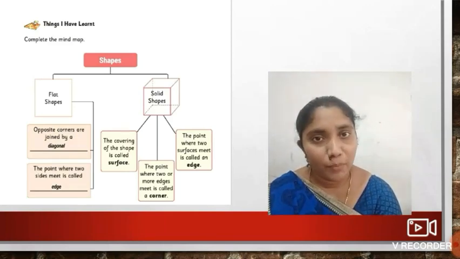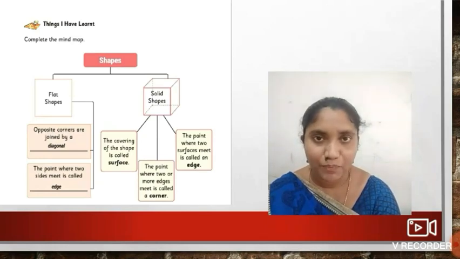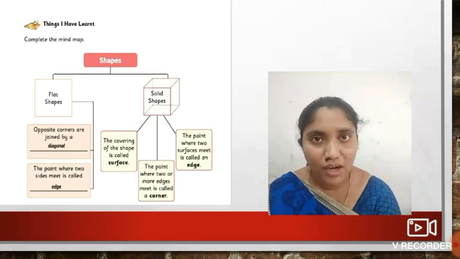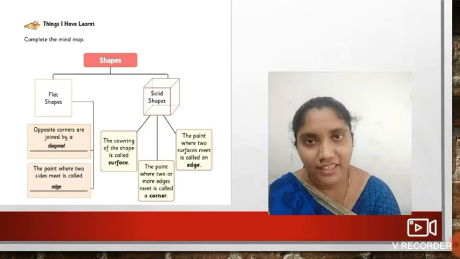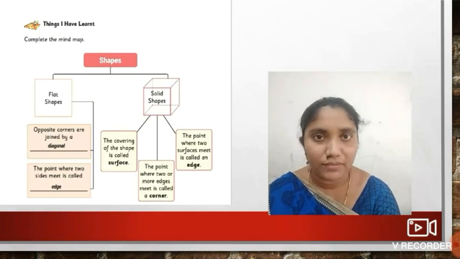The next, the point where two or more edges meet is called dash. The point where two or more edges meet is called a corner. Write the spelling. C-O-R-N-E-R, corner. The next box is the point where two surfaces meet is called an edge. E-D-G-E, edge. The point where two surfaces meet is called an edge.